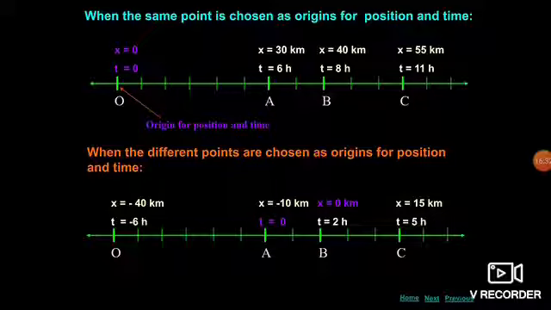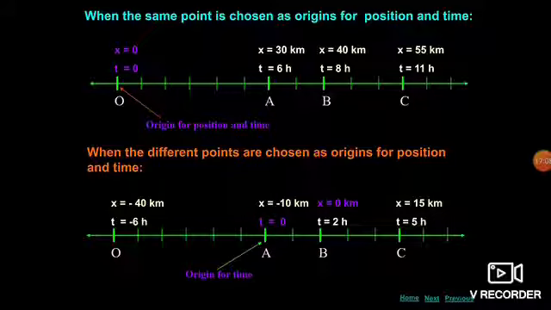In the same way, if we go to point C, time will be 5 hours, because at point A t is equal to 0. Now as at point B x is equal to 0, the distance or displacement at point C will not be 55, it is going to be 15 kilometers. And in the same way, at point O, x will be minus 40 kilometers. It is the only point where we are taking the origin for position as well as for time.